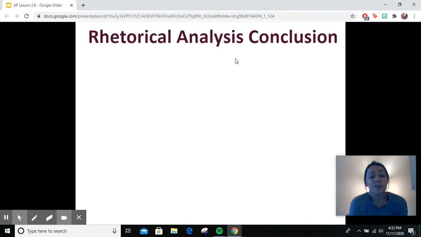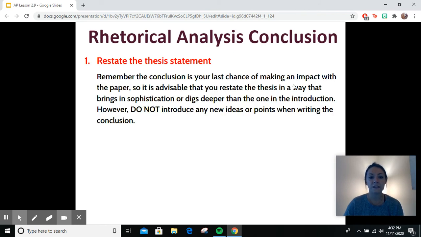Again, there's no conclusion section on the rubric. What's more important to me is you have developed awesome body paragraphs. Your conclusion is like that last little cherry on the top of a cake, right? So this is just a structure you can follow. Restate the thesis statement.